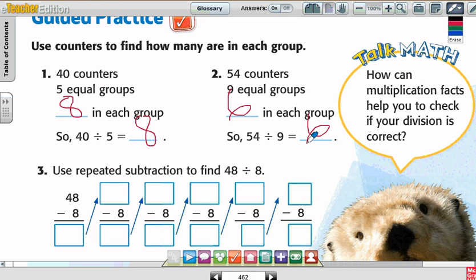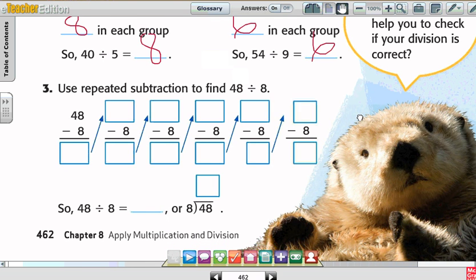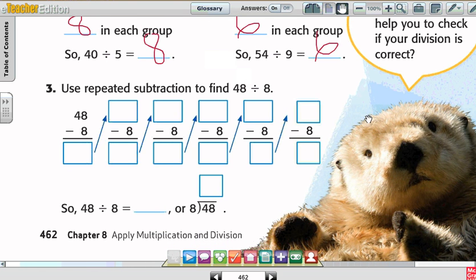Okay. Another way to do it is to use repeated subtraction. I start out with the number that I'm dividing, which for number 3 would be 48. And each time I'm going to subtract 8, until I get 0. So 48 minus 8 would be 40. Okay, and then my answer is going to go where? At the top of the next one.